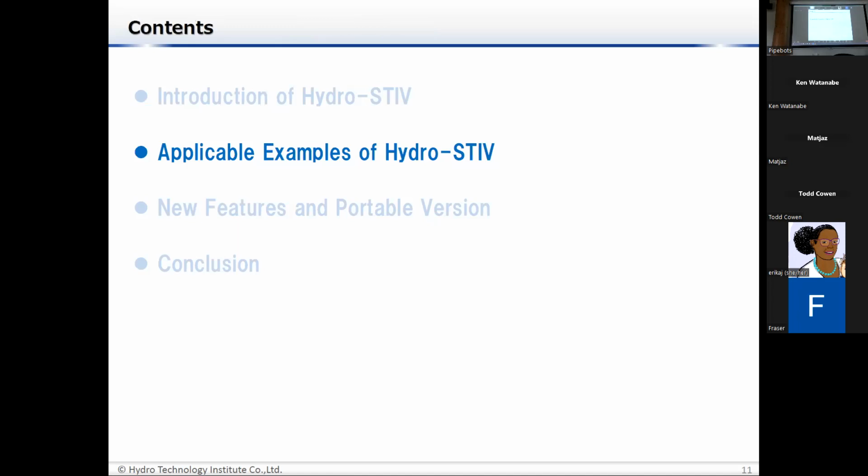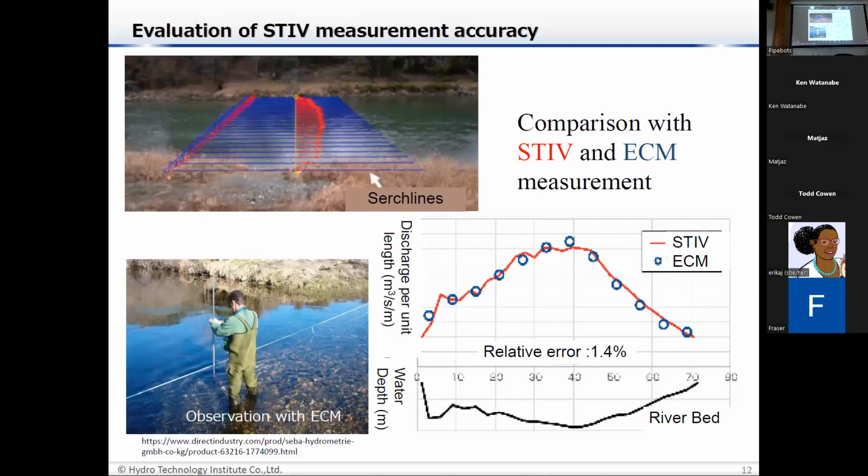I'd like to move on to applicable examples of Hydro-STIV. First, as an example of STIV accuracy verification, we present a case study comparing it to ECM. ECM means electromagnetic current meter. The photo shows people making observations by ECM. Blue dots in the graph indicate ECM data, and the red line is STIV measurement. As the graph shows, the STIV measurement agrees well with the ECM data with a relative error of 1.4%.